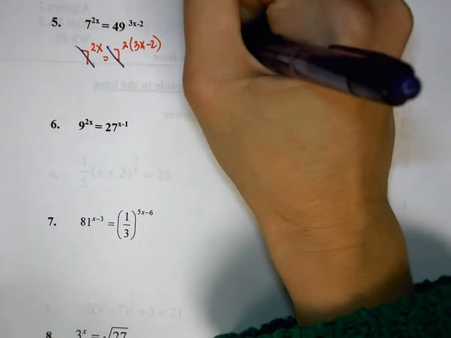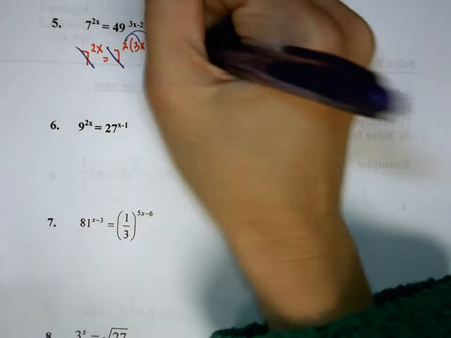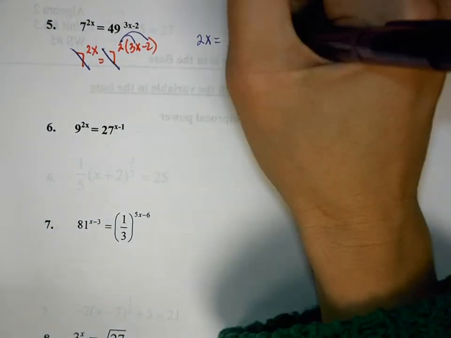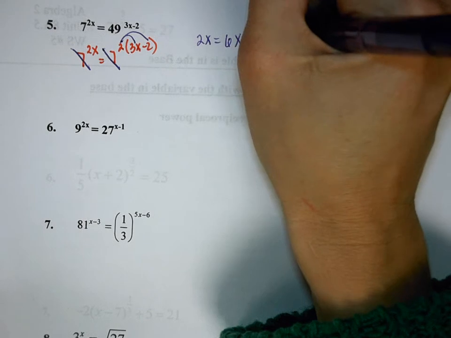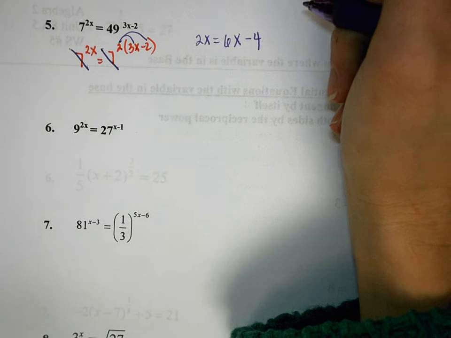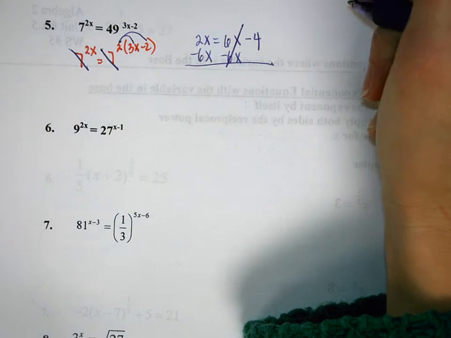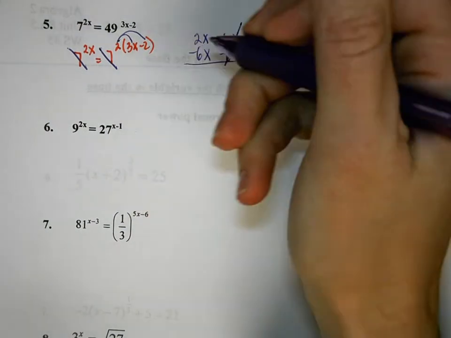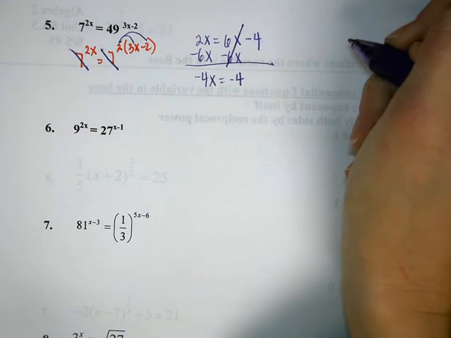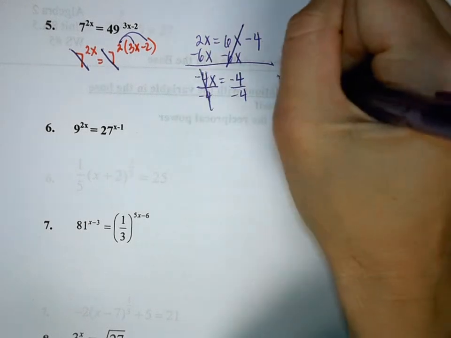Cancel them out. So now I have 2x equals, and I'm going to go ahead and just distribute the 2 through. Is that okay? Okay. So that means I'll end up with 6x minus 4. Next step is what? Subtract 6x, because we want our x's on one side, our plain numbers on the other. 2x minus 6x is negative 4x equals negative 4. And lastly, divide by negative 4 to make x equal 1.